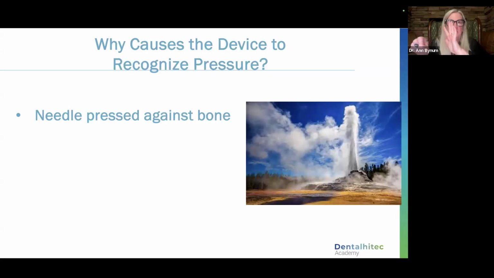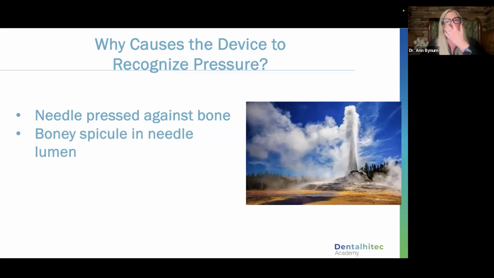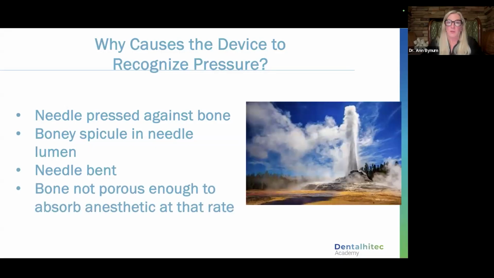You've got the needle pressed up way too tight against a piece of bone, and now nothing can come out of it. Or you've picked up a piece of bone along the way in the lumen of the needle, and now no anesthetic can come out the end of it. Could have bent the needle, and now, like a kink in a garden hose, you can't get anything to come out of it. Or the bone just isn't porous enough to accept the anesthetic at the rate that the device wants to give it.